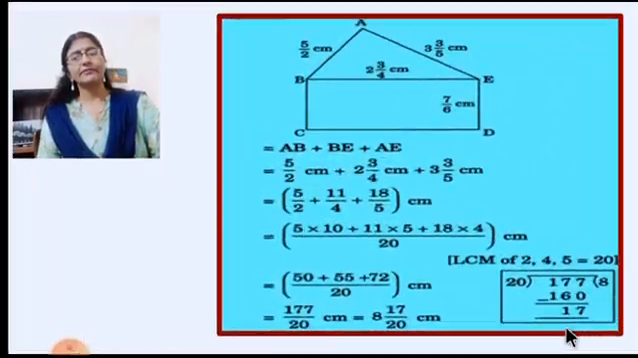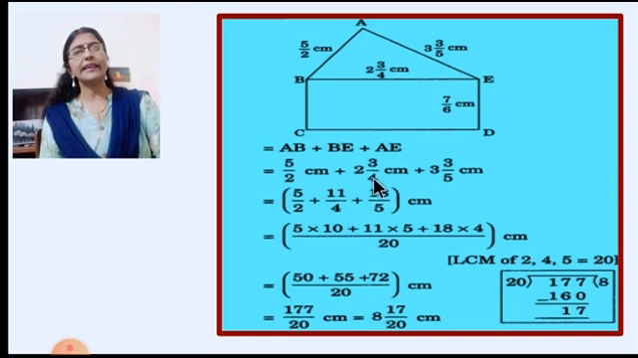Now again here, first we will see this triangle part. AB plus BE plus AE, that means all the three sides are written here. And then here you can see AB is 5 upon 2 centimeter, BE is 2 3 upon 4 centimeter and AE is 3 upon 5 centimeter.